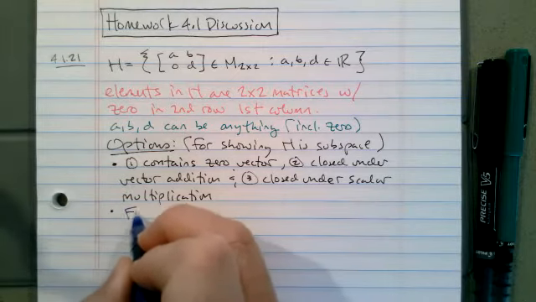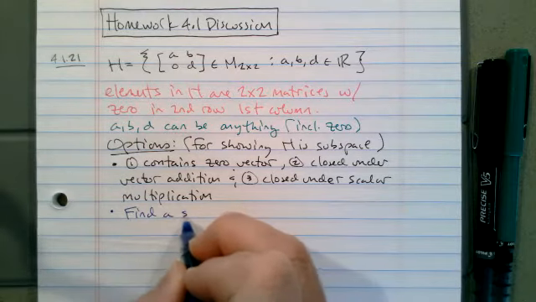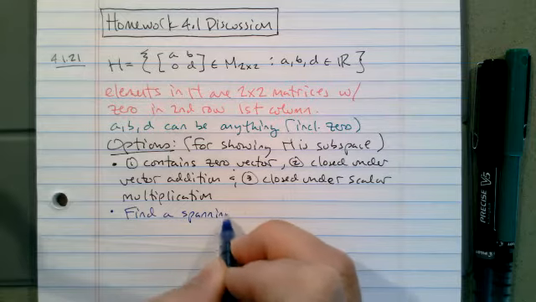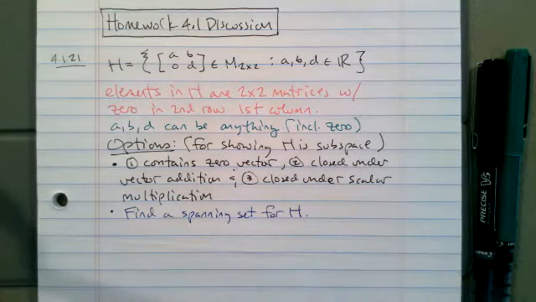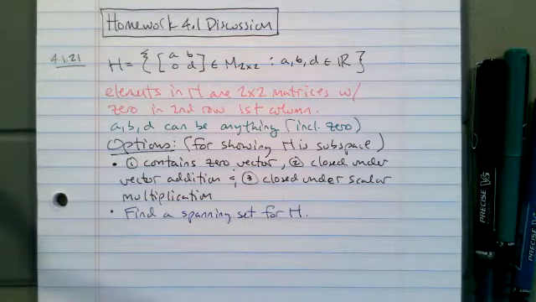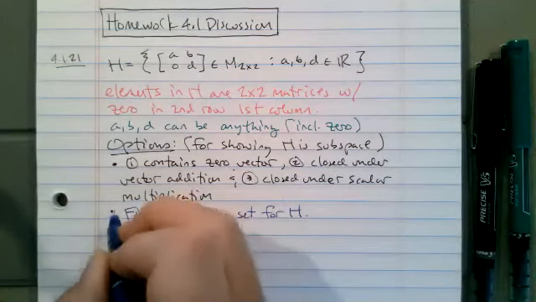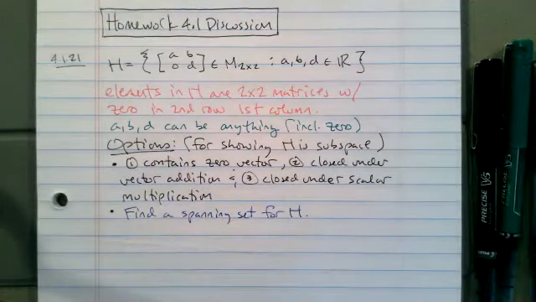So find a spanning set for H. This one is my favorite one because once we have a spanning set, we can whittle it down to a basis. This is a little bit futuristic. So if we were just starting off in chapter, actually no, I do the same thing even when I start off in this chapter.